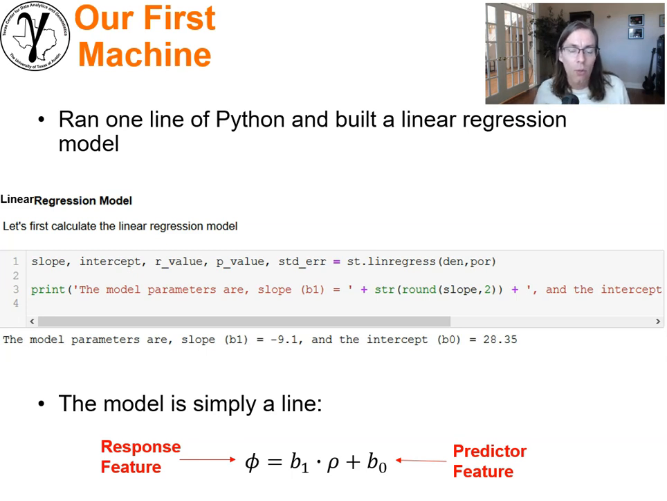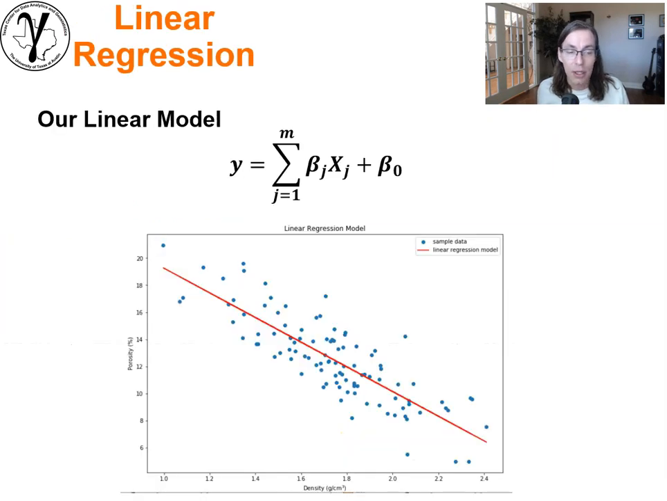You can run one line of code in Python and build a linear regression model, or a multilinear regression model if you have more than one predictor feature. Not a big deal. I'm using SciPy here to do it. You could do it in scikit-learn just as well. And so we can get our simple model, where the response feature is just a linear weighting of the predictor feature plus some constant term. So we're really predicting with a simple line.